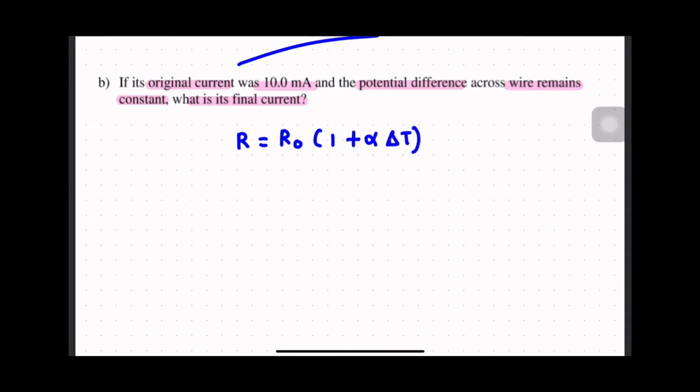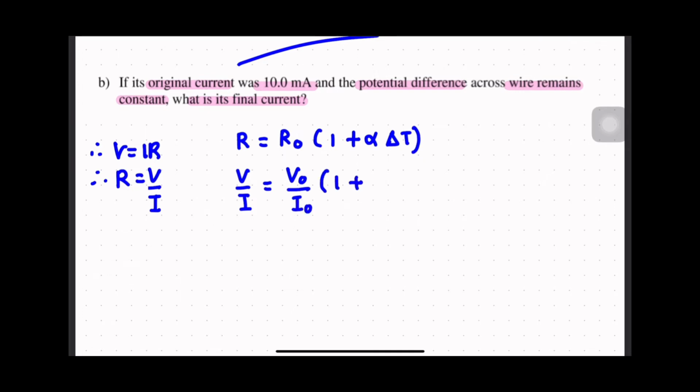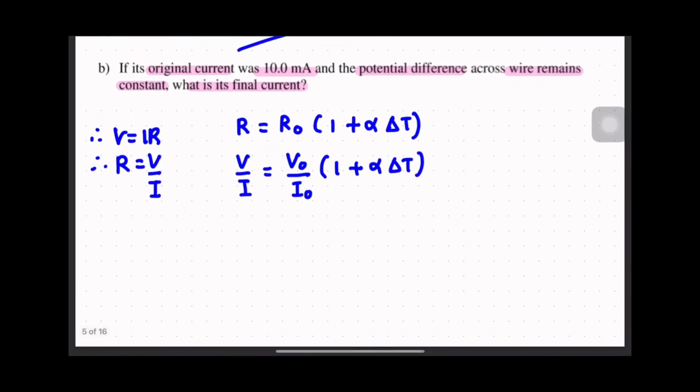Okay, so R ni dia adalah V over I daripada Ohm's law, kan? V equal to IR. So R sama dengan V over I. Okay, boleh? Alright, so V over I yang ni akan jadi V naught over I naught. Okay, so dia akan jadi 1 plus alpha change of T. Okay, awak tengok dekat sini. Dia kata potential difference dia remain constant. Jadi kan boleh assume kat sini adalah sama.